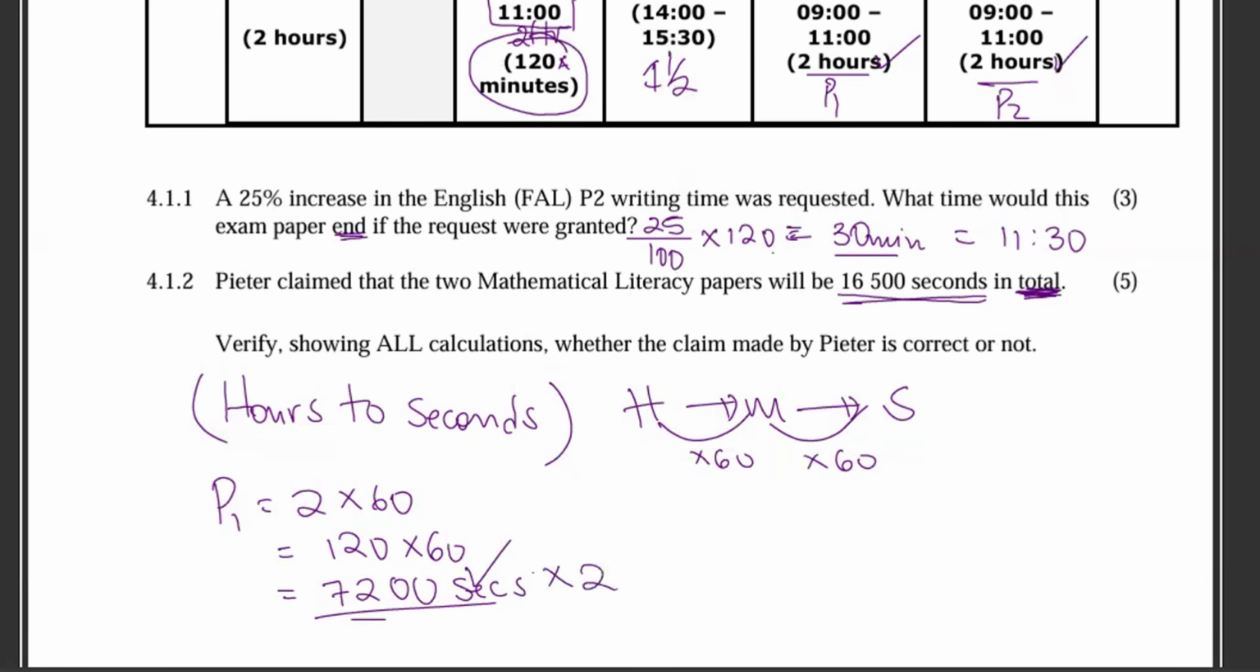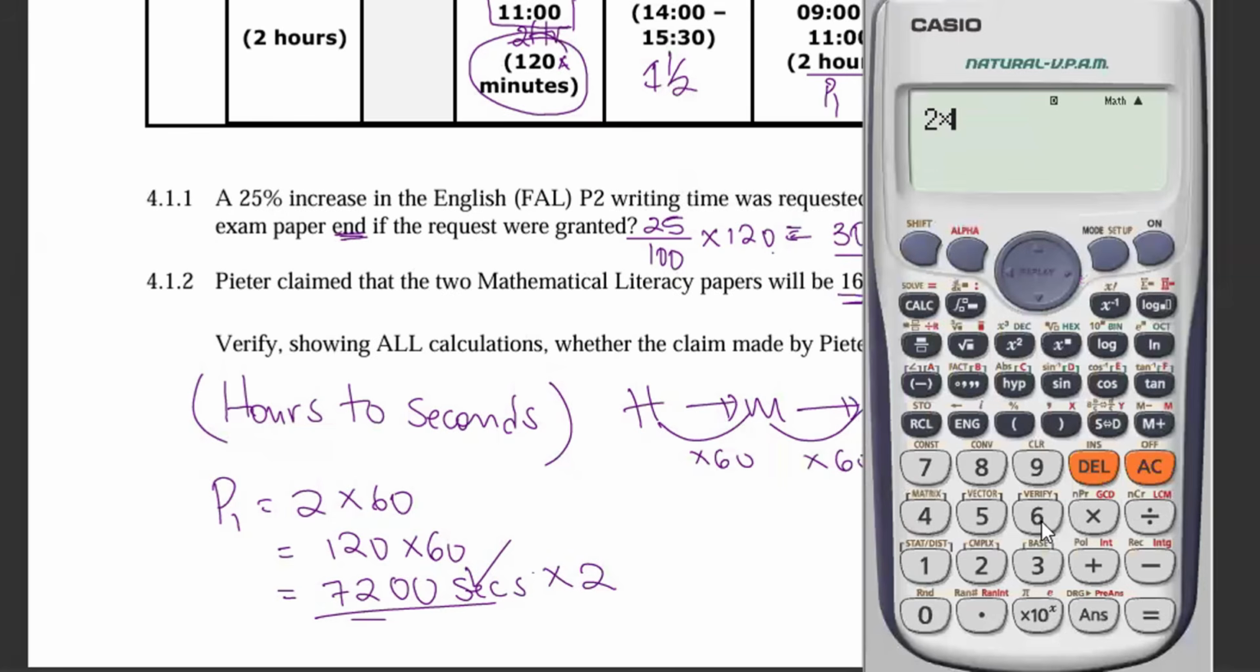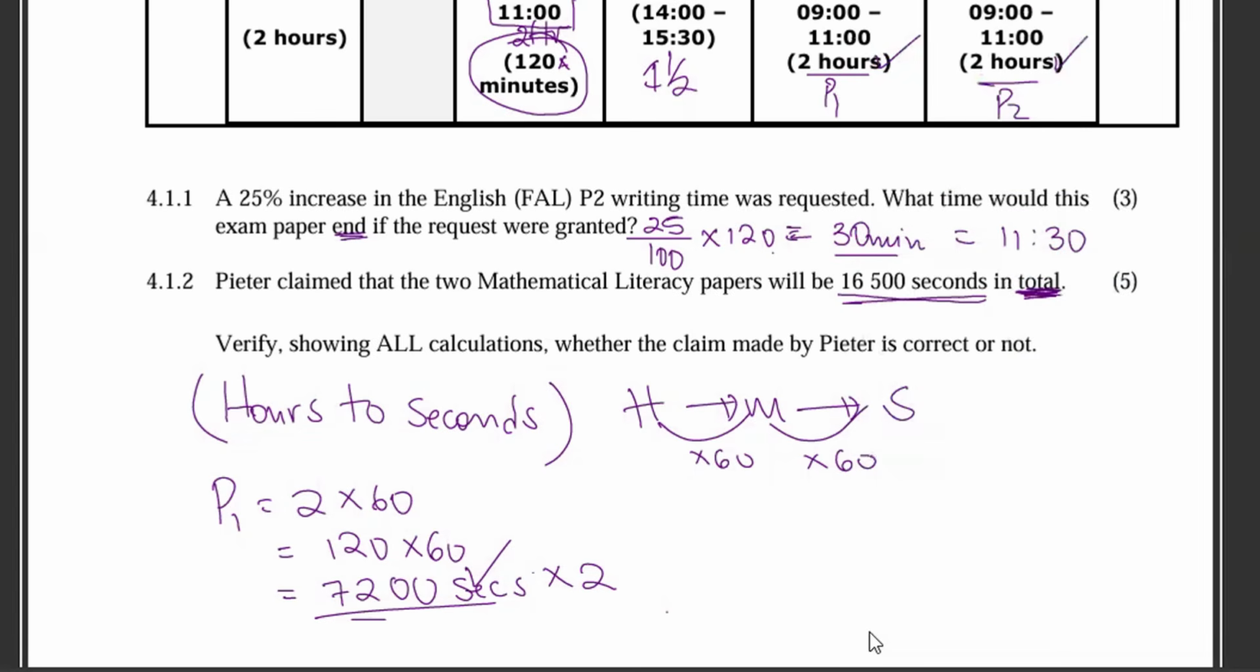Since paper 1 has this time, paper 2 will have the same. So what do we do? We multiply by 2. We said it was 2 hours times 60, we got that, again times 60, we got that. Then this one we multiply by 2. We have 14,400. These are seconds.